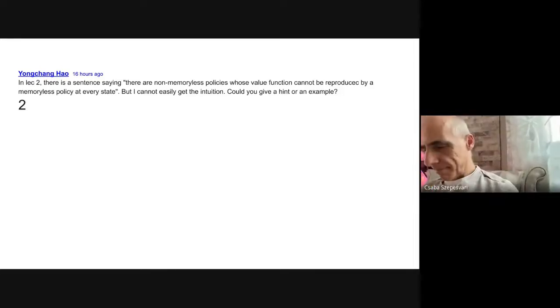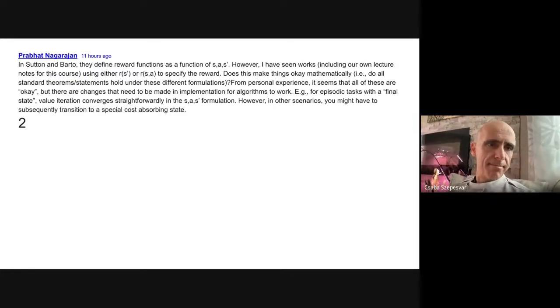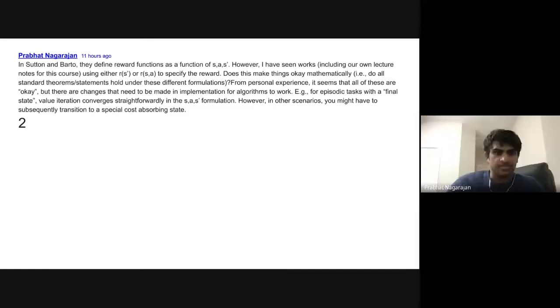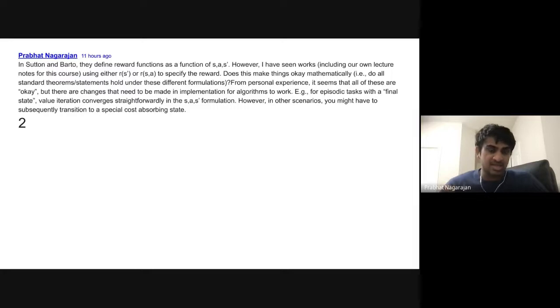Okay. Prabhat again. Yeah. In the Sutton and Barto book, they define reward functions using a state, action, and a next state. I've seen other places just use the next state for giving the reward, and in our notes we use state and action, although we use the subscript.